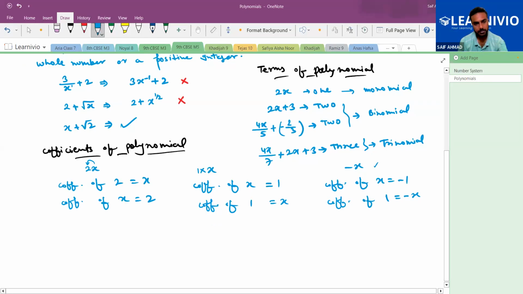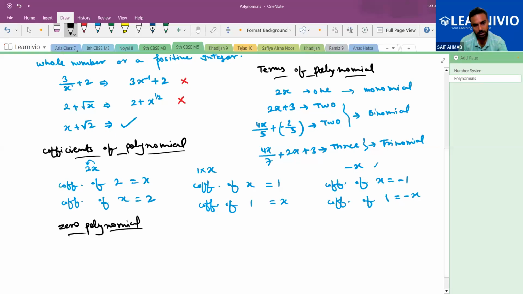Now talking about a zero polynomial. What is a zero polynomial? If any polynomial has the value 0, this is called a zero polynomial. This can be written as 0 into x, so this is also a zero polynomial.